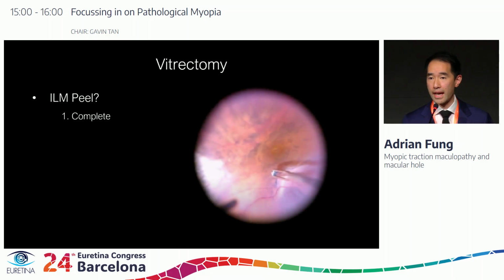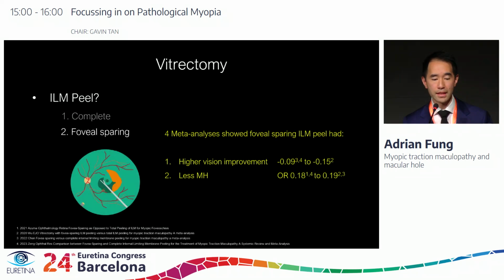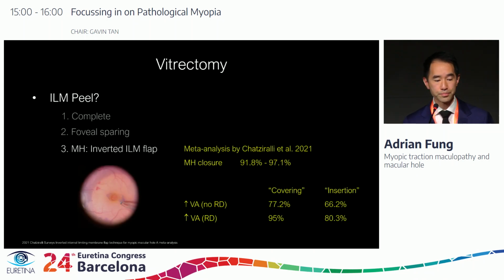In terms of how we should peel, traditionally we used to peel all the ILM off the macula, but more recently foveal sparing ILM peeling has become the vogue, predominantly because it's thought to reduce the risk of macular hole development. And you can see here, this is a meta-analysis showing that there was greater visual improvement with less macular hole development when we spared the fovea from the ILM peel.